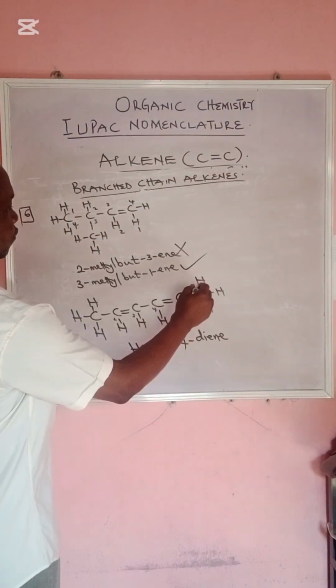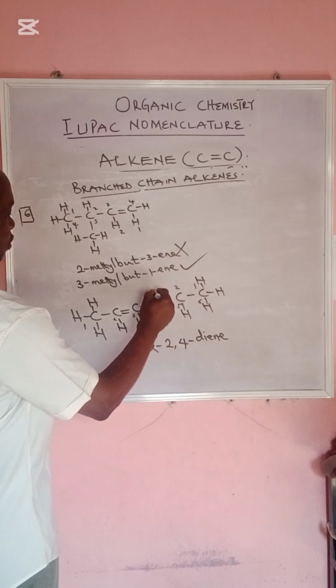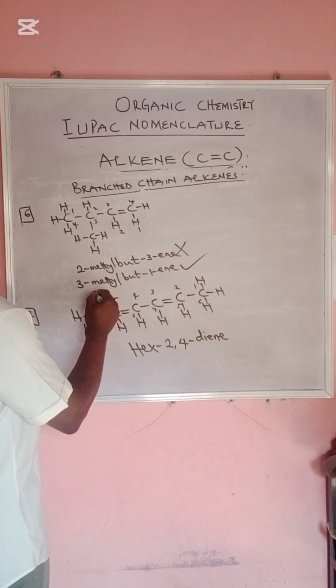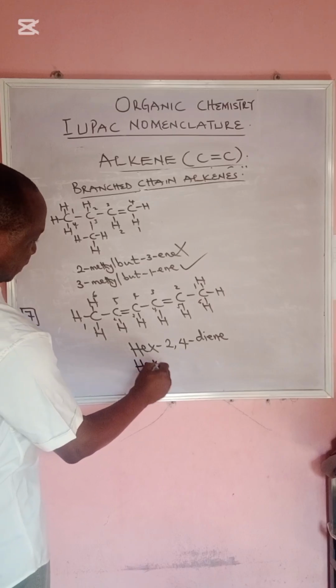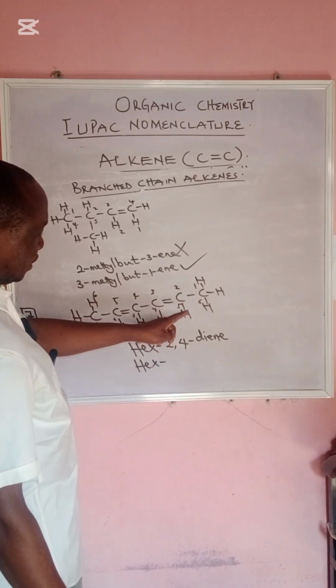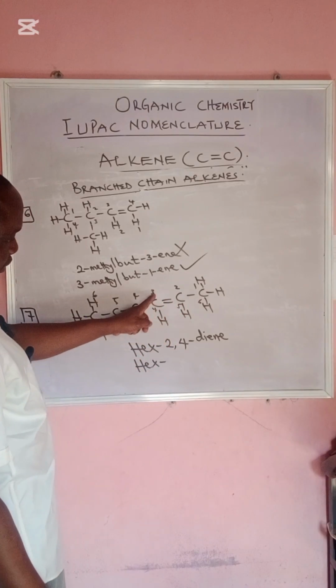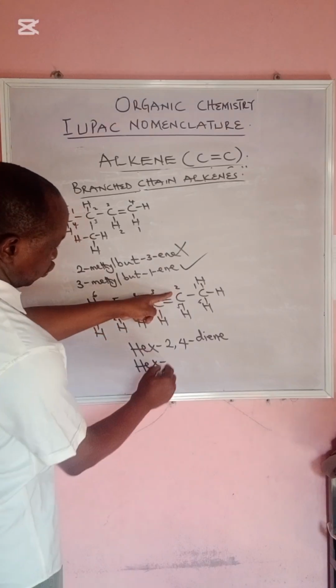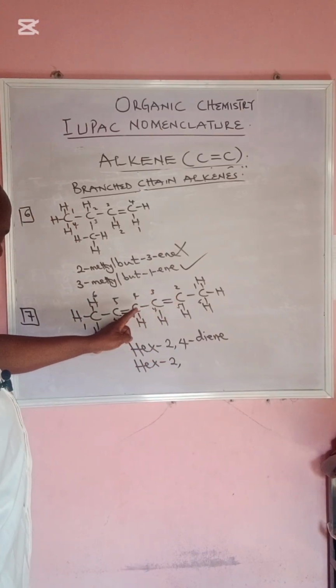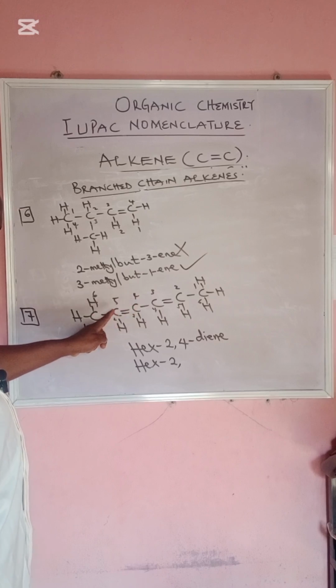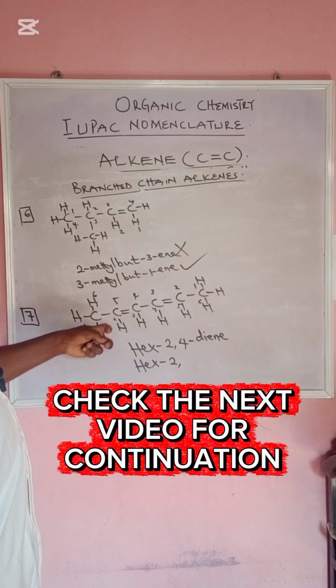But if you count from here to here, 1, 2, 3, 4, 5, 6, so I will say hex-ene is in between 2 and 3, so I will take 2. The other is between 4 and 5, also I will take 4.